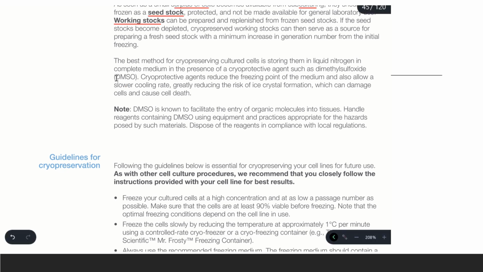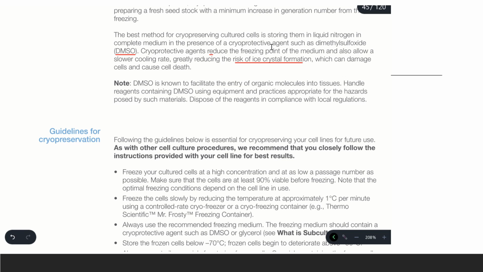So our cryoprotective agent is going to be DMSO, that's dimethyl sulfoxide. Cryoprotective agents reduce the freezing point of the medium and also allow a slower cooling rate, greatly reducing the risk of ice crystal formation, which can damage cells and cause cell death. If we just freeze cells without a cryopreservation agent like DMSO, then because there's water in the media, it'll crystallize and then your cells die. So DMSO protects them from dying in that way by reducing the freezing point of the media.